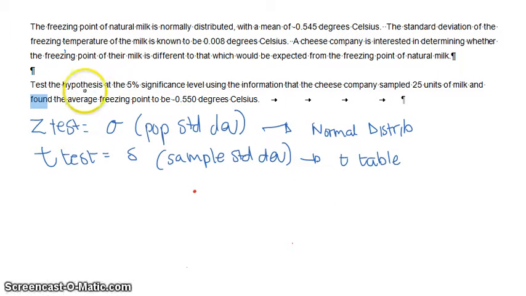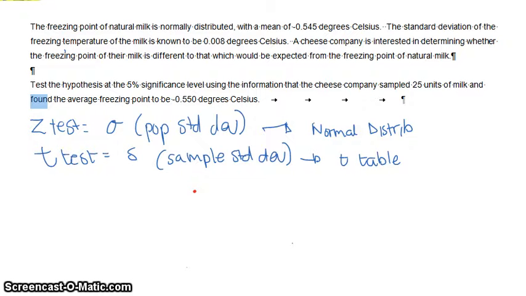Okay, so the first step to approaching this one sample hypothesis testing is to read our question. And we'll go ahead and we'll read this question, which was taken from an exam. It was the midterm in 2013, second semester exam, and it reads as follows. The freezing point of natural milk is normally distributed with a mean of minus 0.545 degrees Celsius. The standard deviation of the freezing temperature of milk is known to be 0.008 degrees Celsius.